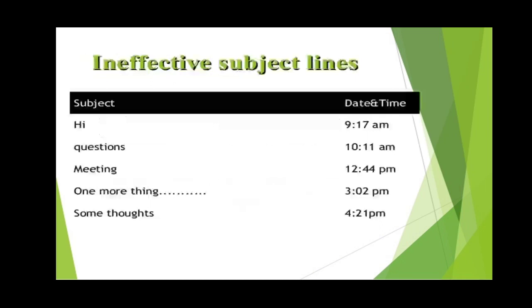The next one is the ineffective subject lines. Here I have given you some ineffective subject lines. Sometimes we informally or unofficially start with a greeting, and sometimes we start with questions and so on. These are fine in your informal emails, that means unofficial emails to your friends or family members. You should not use these kinds of phrases or sentences in your formal email. If you use them, your email will be an ineffective one.